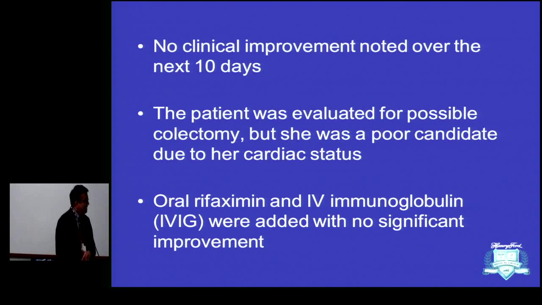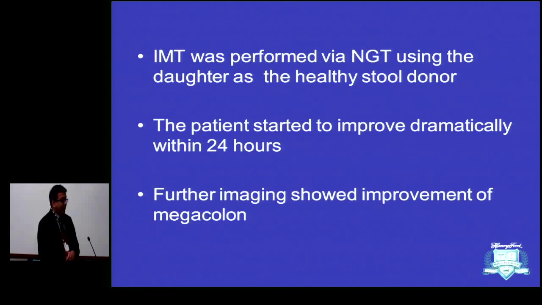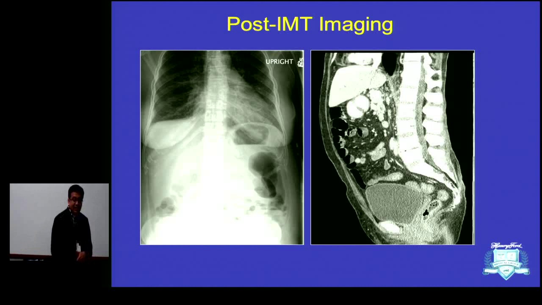So we decided to do the intestinal microbiota transplantation. It was her daughter who was the healthy stool donor, and an NG tube was placed. And the next morning when I came for rounds, the patient said, "Where's my cigarette and pizza?" Prior to that, she couldn't get out of the toilet, so it was that dramatic. So the patient started to improve dramatically within 24 hours, and this is the subsequent imaging, which showed dramatic improvement of the megacolon.